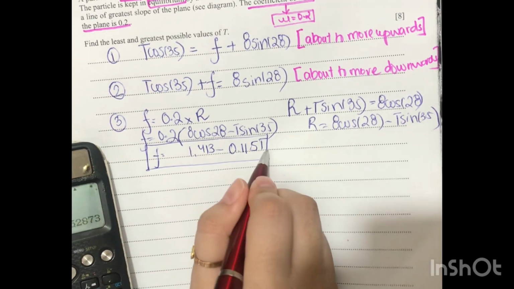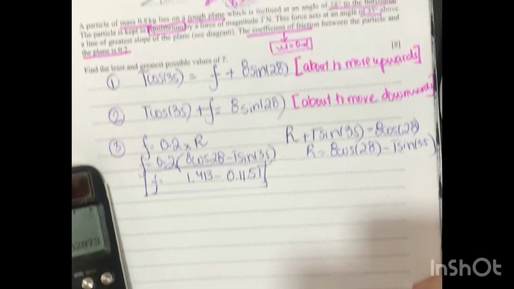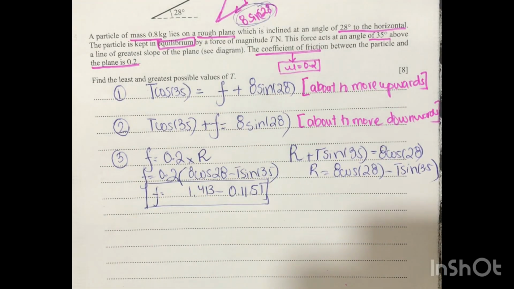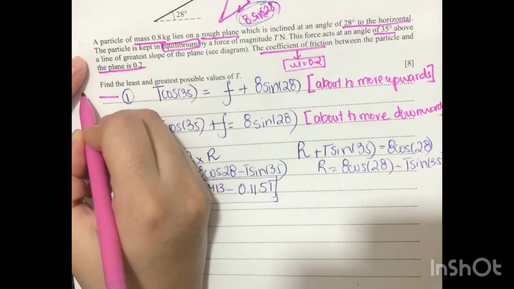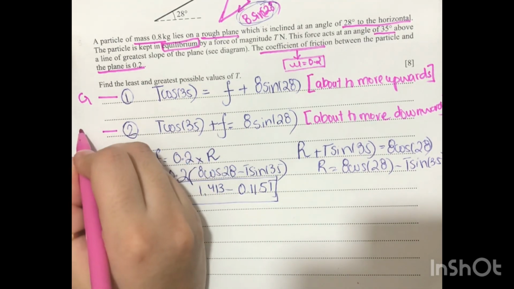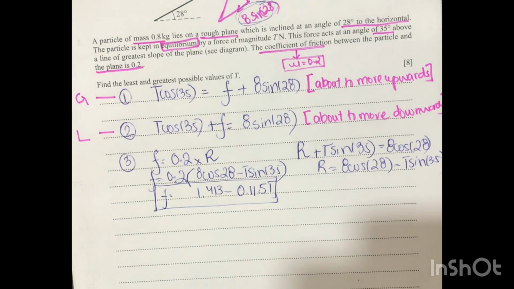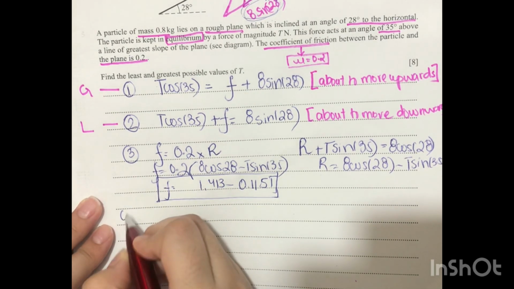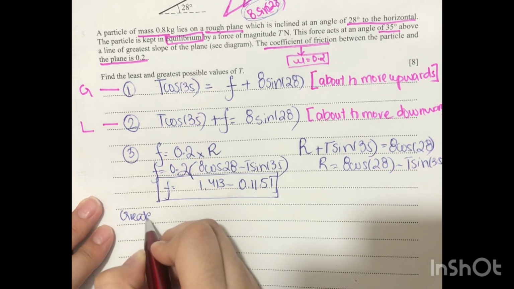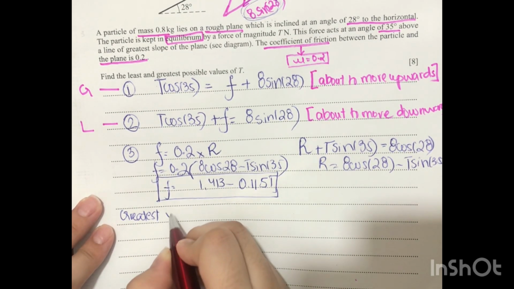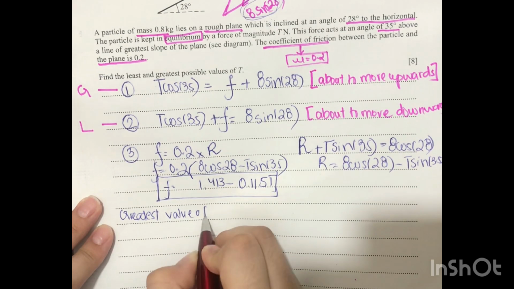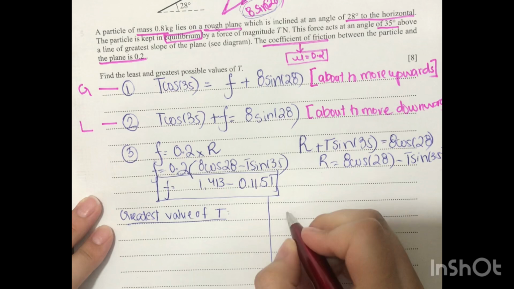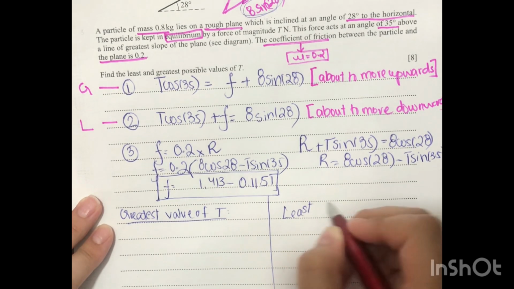Now we can use this value of friction and insert it into either of these two equations. We have determined that this one will give us the greatest value of t, and this will give us the least value of t. So let's first find the greatest value of t and show the examiner that we know what the greatest value is. We will write it like this: greatest value of t, and this side will be for the least value of t.